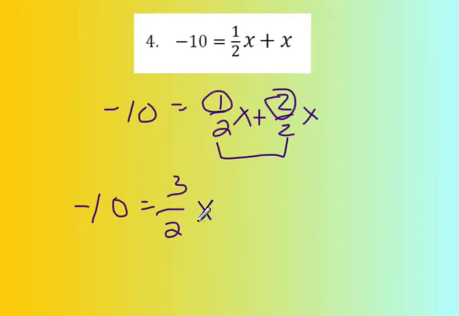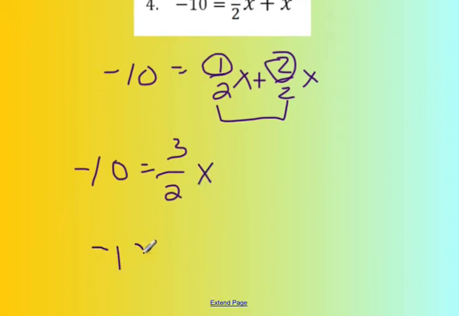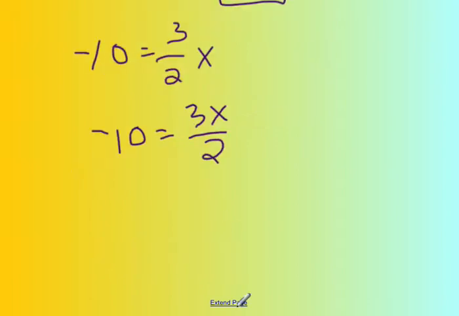x. So here, what I actually am going to look at this as is negative 10 is equal to 3 times x divided by 2. So here's what I want to do. What's the opposite of dividing? Well, that's going to be multiplying. So to get rid of that 2, I'm actually going to multiply both sides by 2.